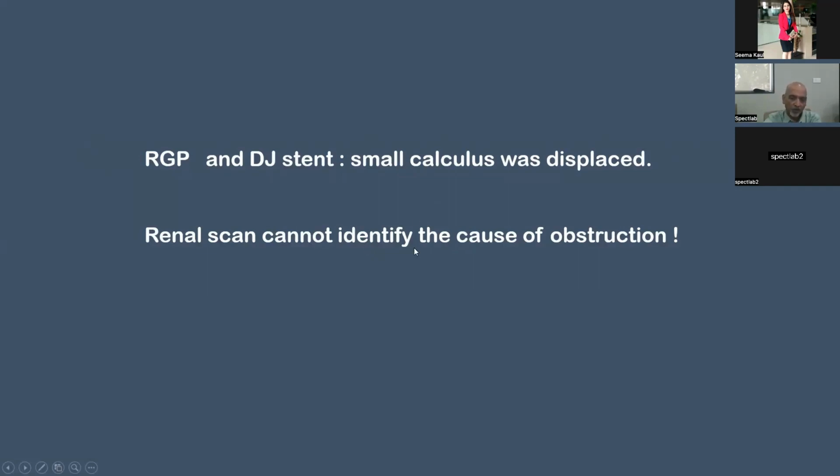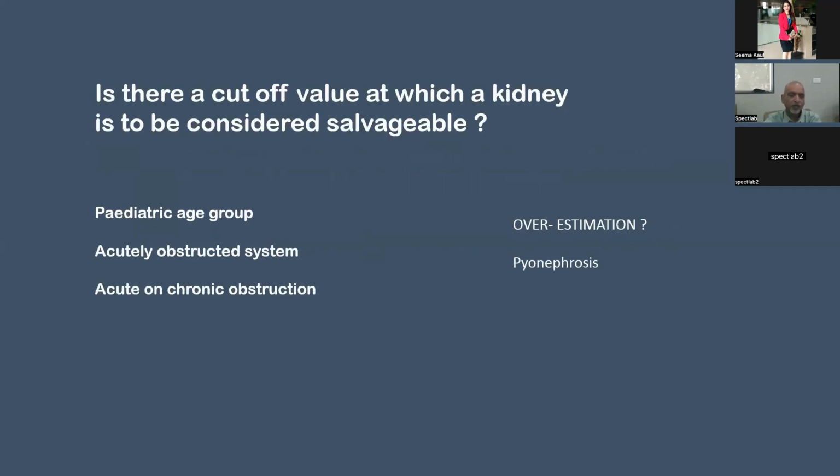So one important limitation is that based on the renal scan, you cannot determine the cause of obstruction. It could be PUJ obstruction, it could be a calculus, it could be a UVJ obstruction, it could be an aberrant vessel, etc. So that's a structural limitation that we have.